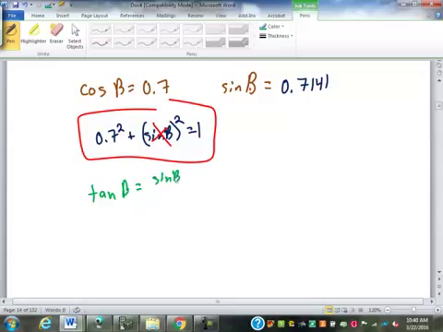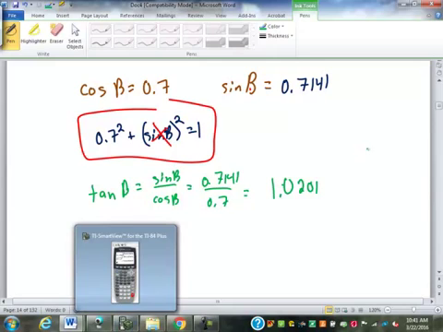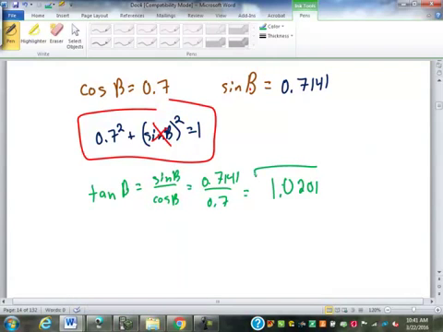Tangent is sine of B over cosine of B. So 0.7141 over 0.7, which is going to be 1.0201. Correct? Everybody see how I got the tangent? Questions? Comments?